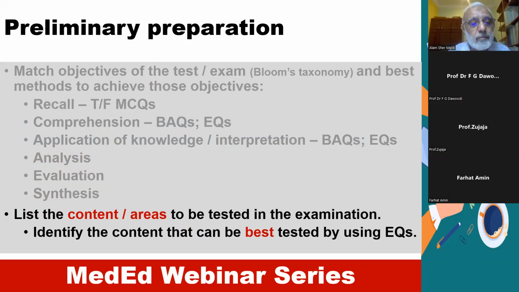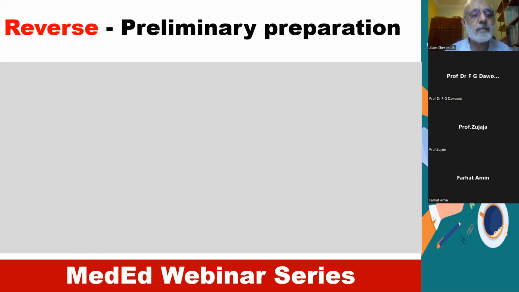The process can be to list the content or areas to be tested in the examination and then identify the content that can be best tested by using essay questions. We know that not everything would be appropriate to test in essay questions, so we can look at the areas we want to assess in the examination and choose the ones which can be best assessed by using essay questions.